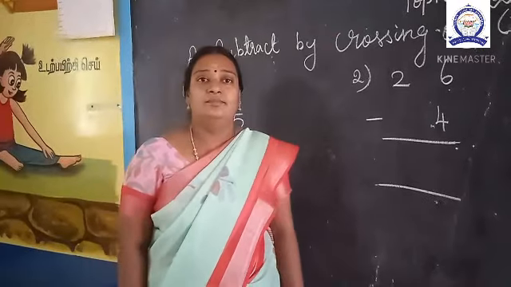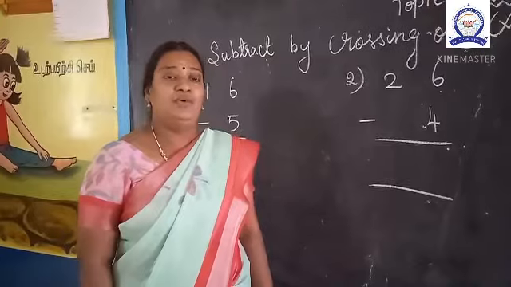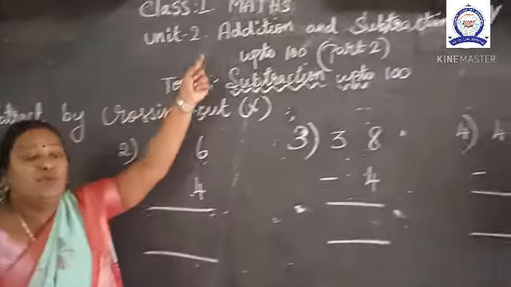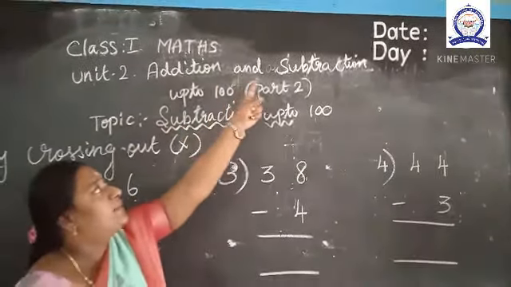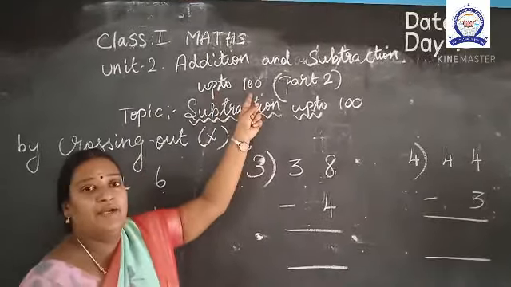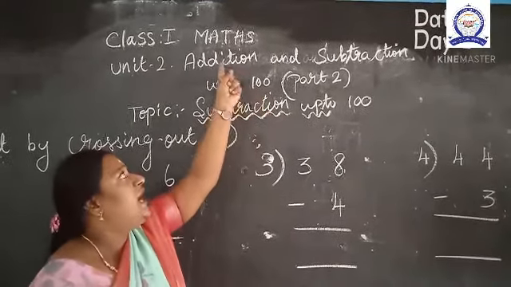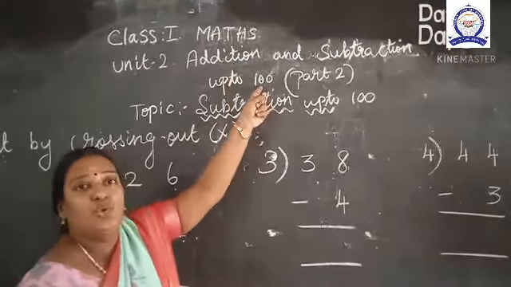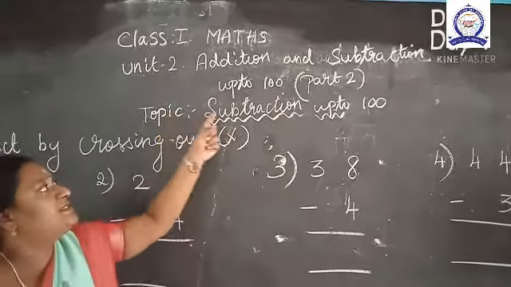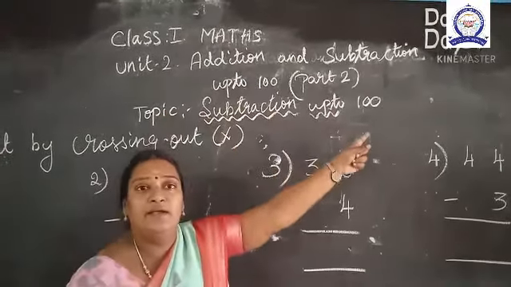Hello children, today we are going to see the second part of our second unit. So what is your second unit? Addition and subtraction up to 100. Last class we studied addition up to 100. Today we are going to see the topic subtraction up to 100.